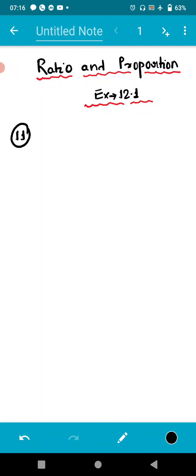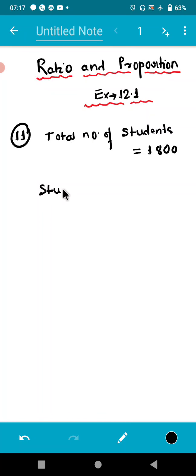Now what is there in question number 11? Out of 1800 students in a school, the total number of students is given as 1800. Out of 1800 students, 750 opted for basketball. So the number of students who play basketball is equal to 750.